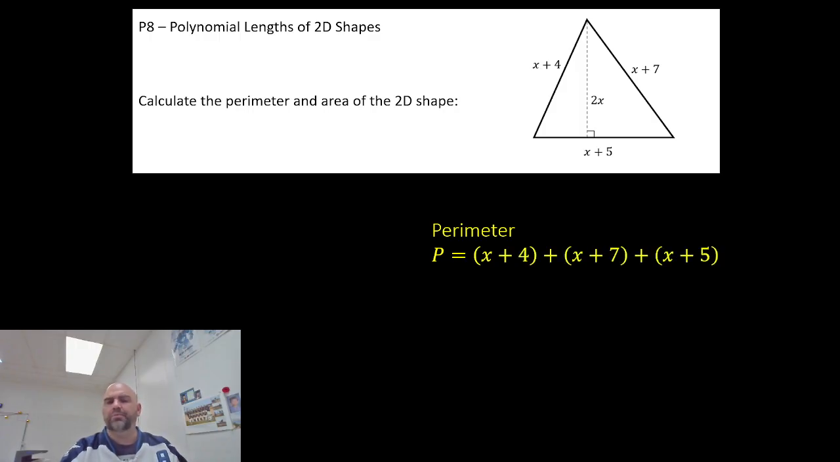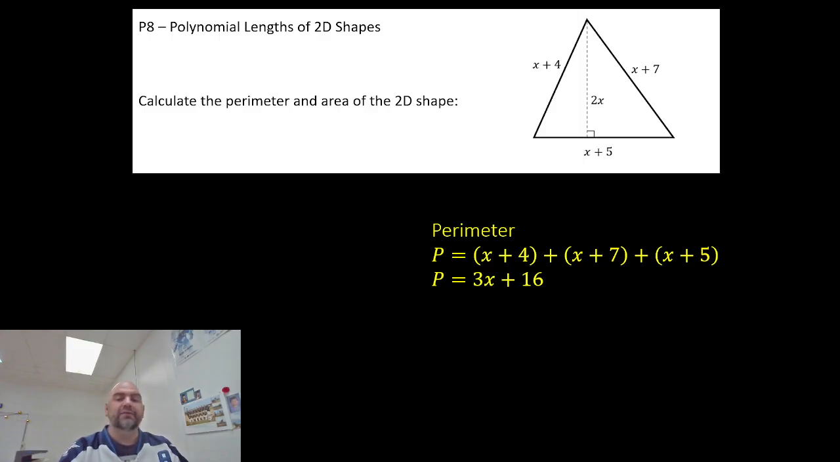This is what it looks like when we put it all together. We are adding up the three sides, and I've put them into brackets just to show that they are individual sides. These three, x plus 4, x plus 7, and x plus 5, can be combined through addition. We're going to add our like terms together. We have three x's that are being added together, x plus x plus x, which is going to give us a 3x. And then we have three constants which are added together, being 4, 7, and 5. And the sum of all that is going to be 3x plus 16.